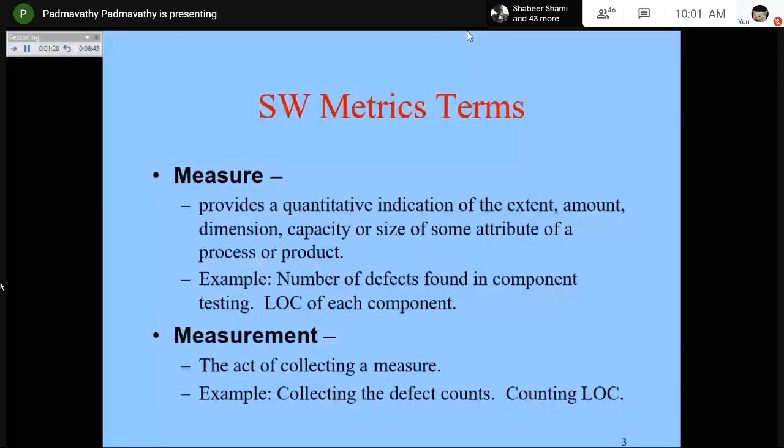So measure is like determining the length of a cloth, or distance traveled, amount of time taken to complete. Okay, all these are called measures. Measurement is how do you take the measurement.